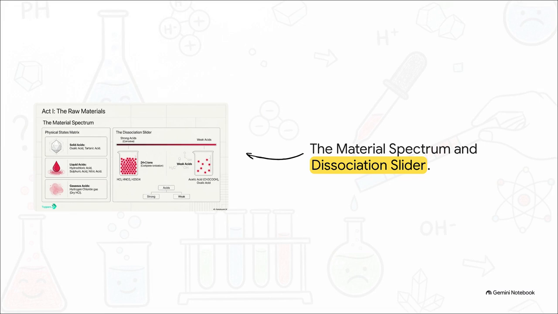Now, what's really interesting about this slide is the physical spectrum of these materials. We almost always picture acids as these aggressively bubbling liquids in a glass beaker, don't we? But nature is way more versatile than that. Yes, we have our liquid acids like nitric acid, but they can actually be solids too, like the tartaric acid you find naturally in fruits.